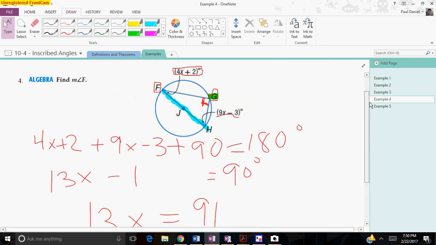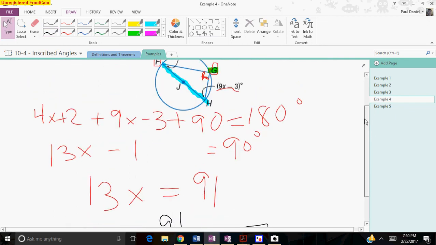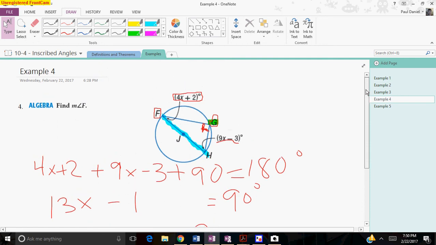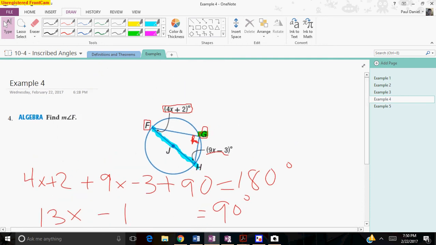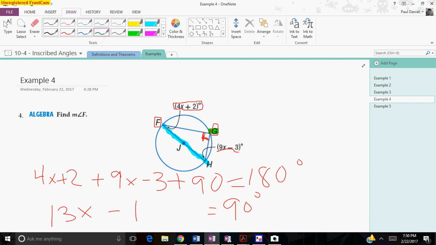Alright, now that I know that x is 7, I can find the angle F. Angle F up here is 4x plus 2, so that means angle F is going to be equal to 4 times 7 plus 2, or 30 degrees.